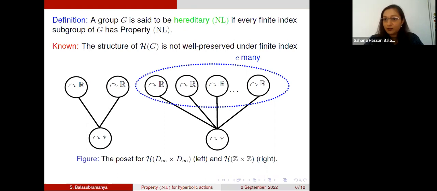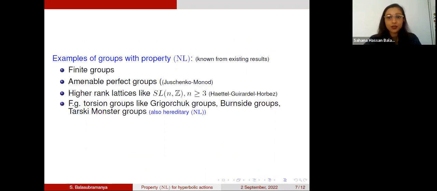So I've just given you a definition of a new property. Let's see some examples. And there are some very obvious examples that we have and some that already exist in the literature. And the most obvious example are, of course, finite groups, which are torsion groups.